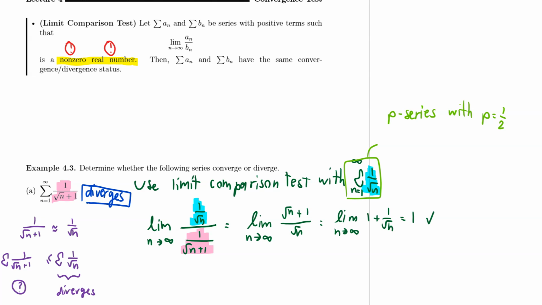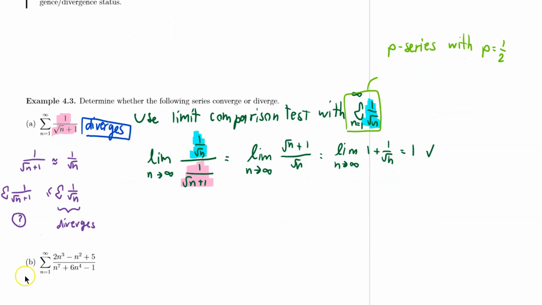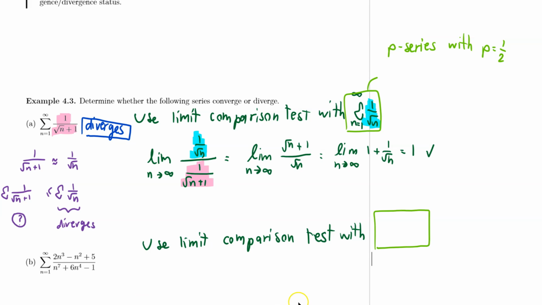Okay, here we go. Let's take a look at the next one. The next one I would like to see if this series converges or diverges. So again, to use the limit comparison test, I'm going to have to find another series to compare this series with. So I'm going to use the limit comparison test with something. Now again, the big question when using the limit comparison test is, which series am I going to compare with the original series?